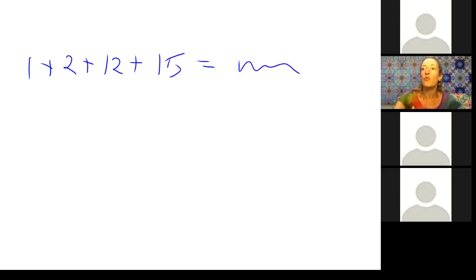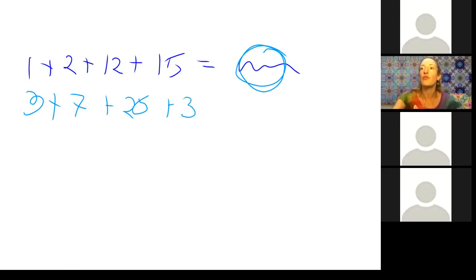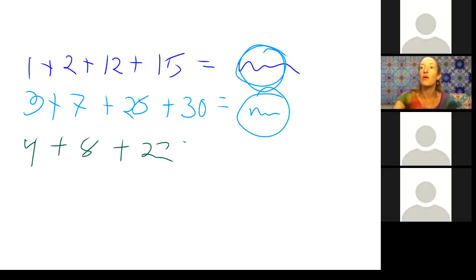Series of equations. Let's draw this out. Here, like 1 plus 2 plus 12 plus 15 equals blah, blah, blah. And then that's one death. That's a death right there. But then there's 3 plus 7 plus 25 plus 30 equals this. And that's a different death over there. And then let's do a different, whatever. 4 plus 8 plus 22 equals this. And that's a different death over there.